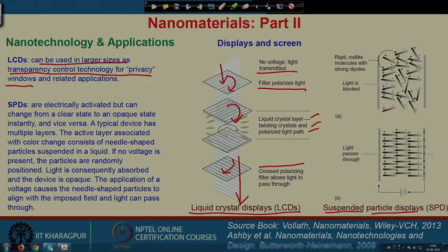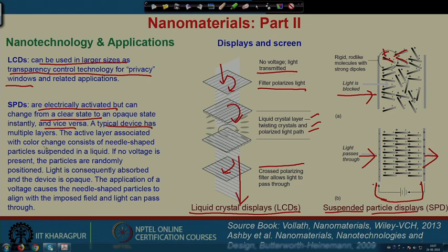There is a very similar effect where we have rod-like molecules with a very strong dipole. Here is the positive side and this is the negative side. So, they are randomly oriented. If light is going to pass, then it will be blocked, whereas if we apply a potential across this barrier, then they will be aligned, and if the light goes in, then light can pass. So, this is a very interesting phenomenon, that the suspended particle display could act as transparent or non-transparent in windows, and they are electrically activated, but can change from a very transparent or clear state to an opaque state, and vice versa.